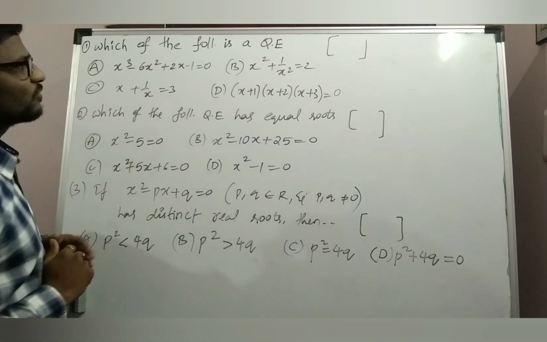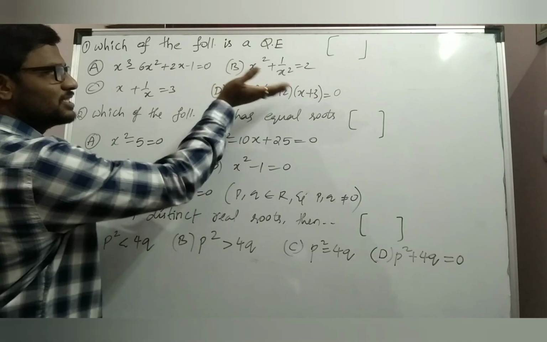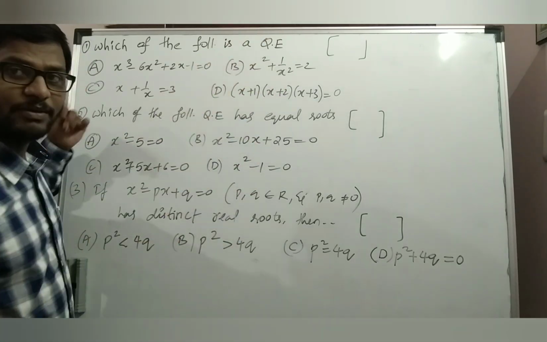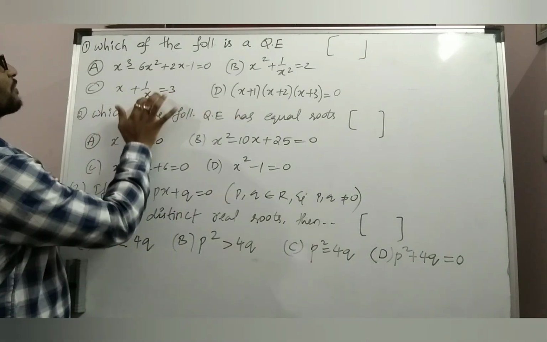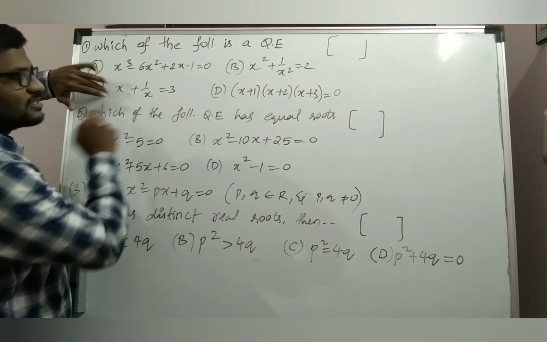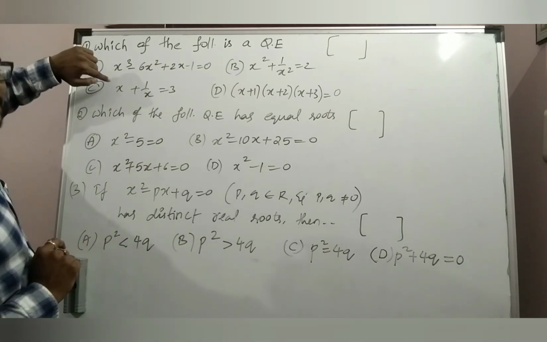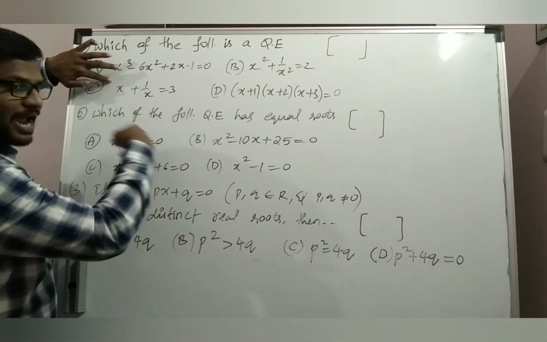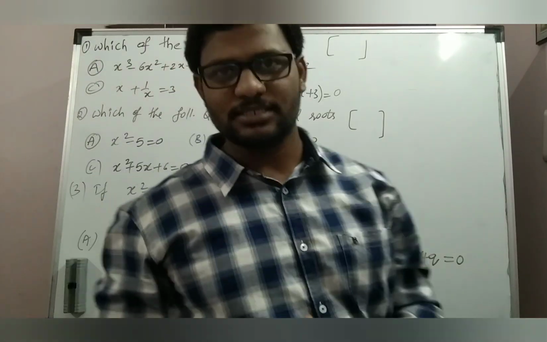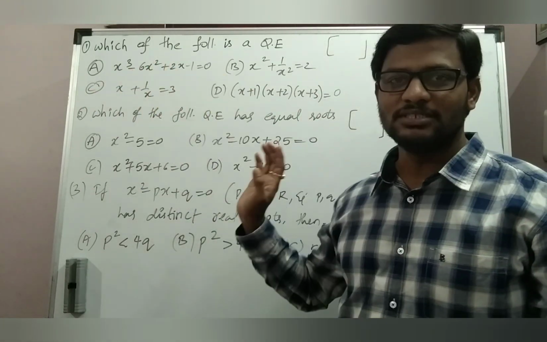It is looking like a quadratic equation, but x square plus 1 by x square is a fraction. If you simplify by taking LCM, x power 4 plus 1 whole by x square, the degree will be 4. Next, x plus 1 by x equal to 3. It is looking like a linear equation, but if you simplify by taking LCM, the denominators are 1 and x, so x is the LCM. x into x, x square plus 1 by x equal to 3. After rewriting in the form ax square plus bx plus c, this will be the option: x square plus 1 equal to 3x.